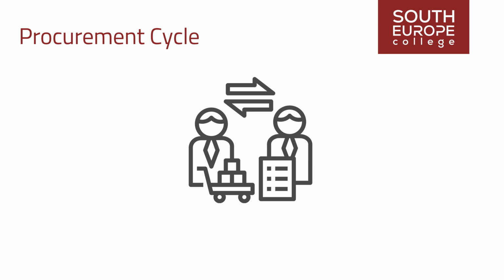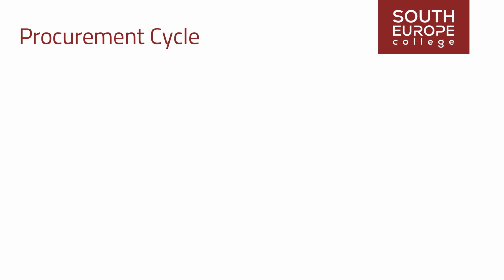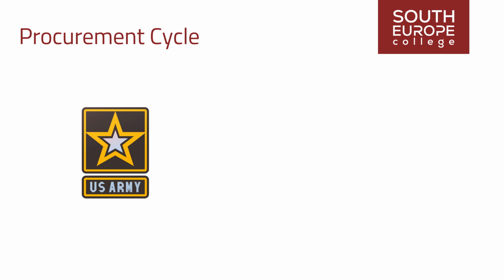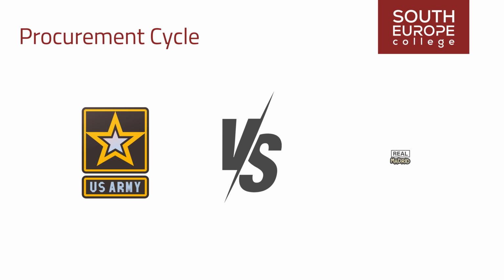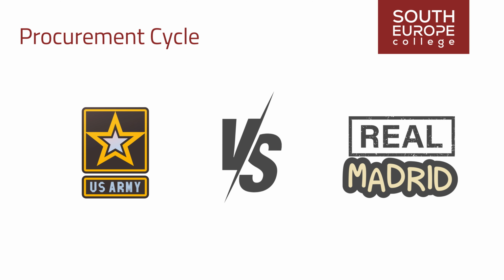Procurement procedures vary among companies, tailored to the specific type of material, commodity, or item being acquired. For instance, the United States Army's procurement process for millions of daily purchases differs significantly from how Real Madrid Football Club acquires a new striker. Likewise, the Army's approach to buying pencils differs from its strategy for purchasing helicopters.